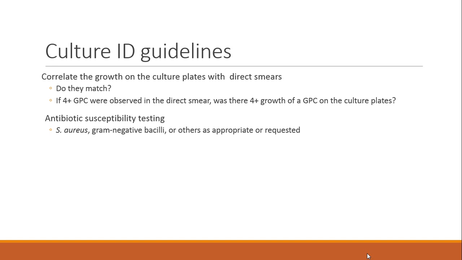All right. Lastly, once you have growth on your plate, you want to correlate that with your gram stain results. So, do they match? If you have 4+ gram-positive cocci in your direct smear, you want to make sure that in the culture you have 4+ gram-positive cocci organism growing. All right? Make sense? So if you've got a gram stain that has gram-negative bacilli, and when you look at the plates the next day, a gram-positive bacilli is growing, what do you think happened?